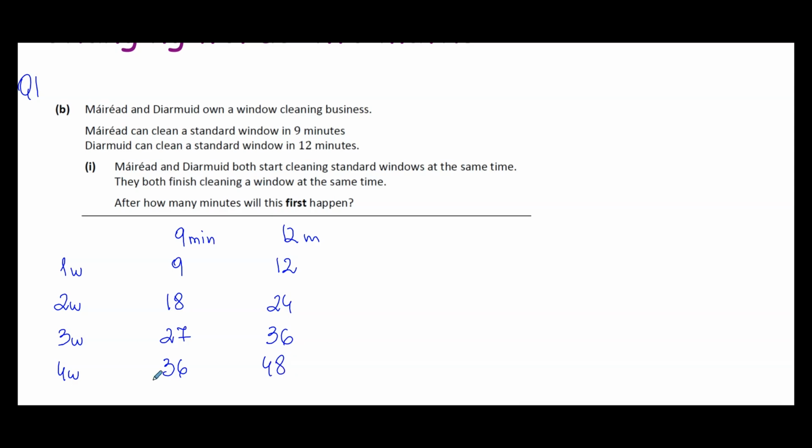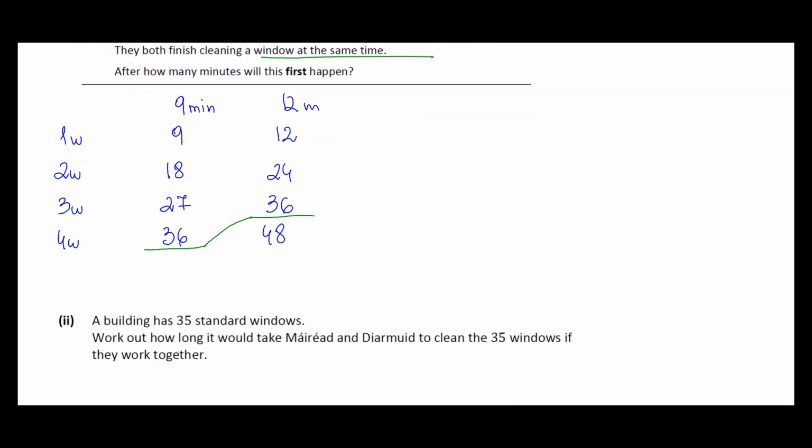So we can see this is the point at which they will finish cleaning a window at the same time. For her, she will already do 4 windows. For him, he will do 3 windows. And both of them at 36 minutes will finish cleaning windows. Okay, different amount of windows, but still they will just finish cleaning a window. Okay, so that's the first part.